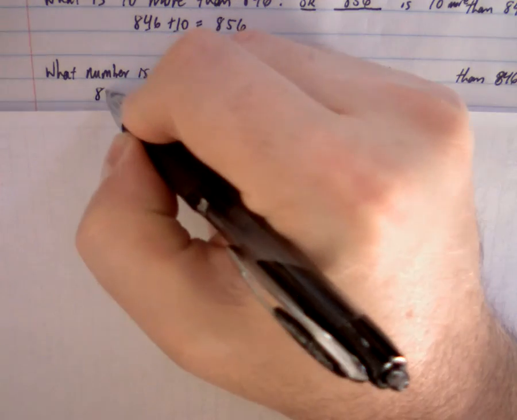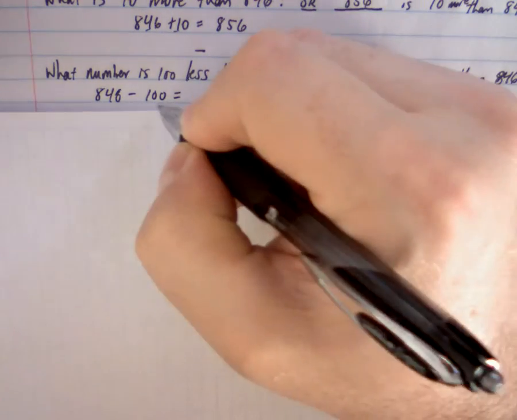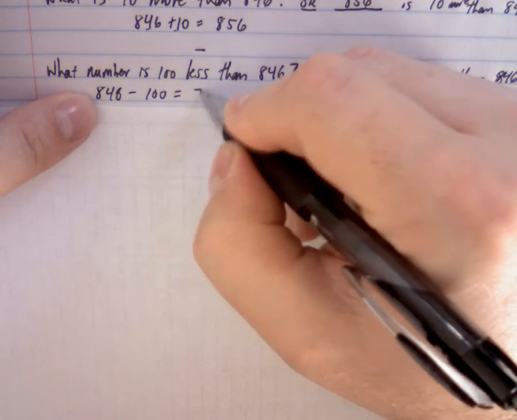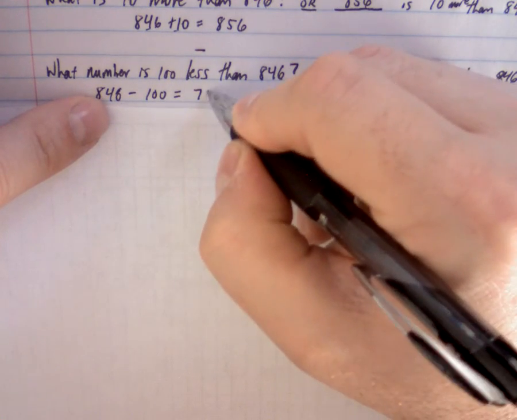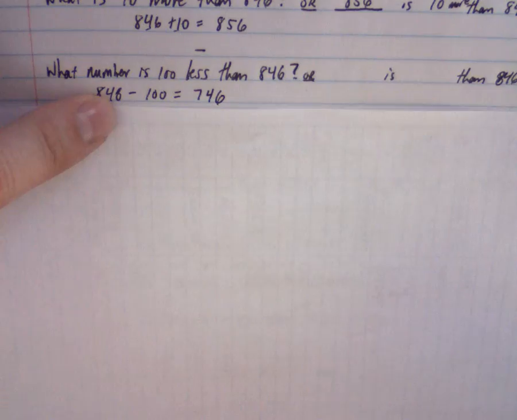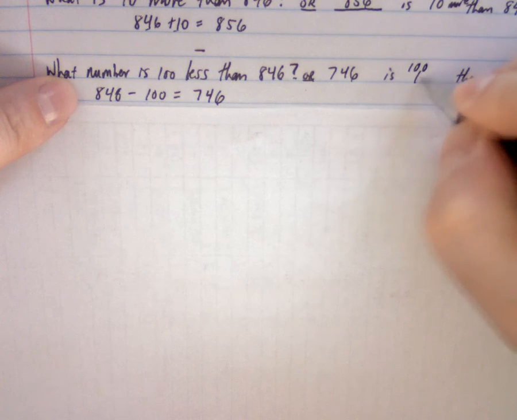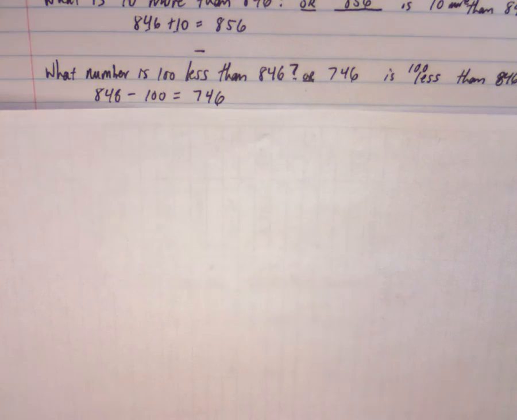Let's take a look at the second example. It says, what number is 100 less than 846? So always when you see less, you're always thinking it's subtraction. Okay, so let's subtract that. 846 minus 100 equals, so the only thing we're doing is we're just taking one 100 away. So 8 minus 1 is 7, 4 minus 0 is 4, and 6 minus 0 is 6. So 746 is 100 less than 846.